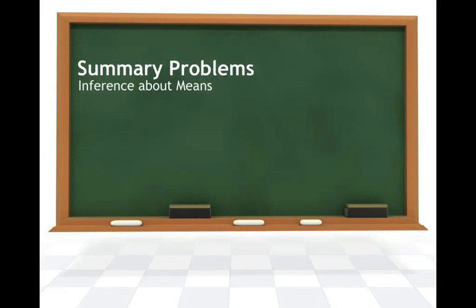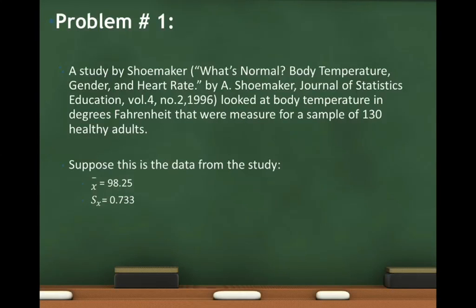Okay everyone, today we're going to be talking about Chapter 18 and we're going to look over a couple of problems about the inference about means. For number 1, let's say we're going to look at body temperature, and the degrees are in Fahrenheit, and let's say we took a random sample of 130 adults. Suppose for this data the sample mean is 98.25 degrees and the standard deviation is 0.733.